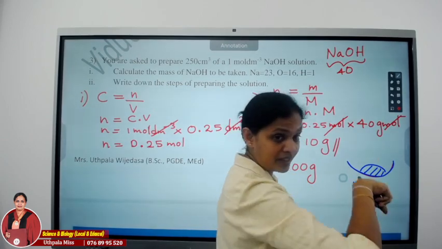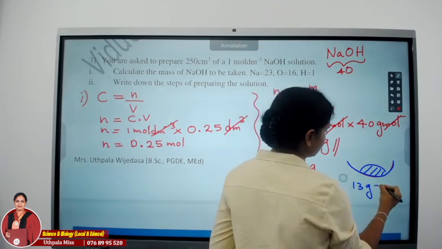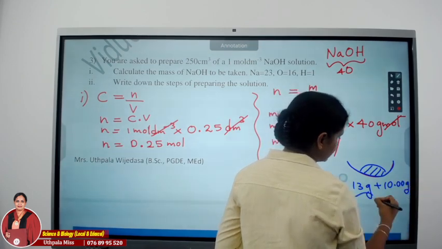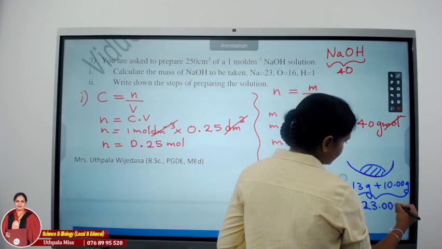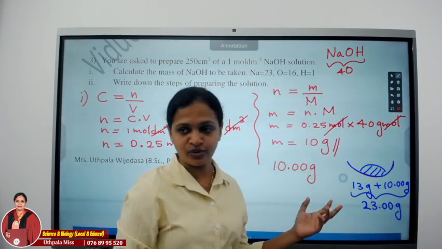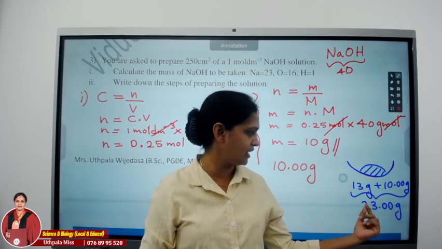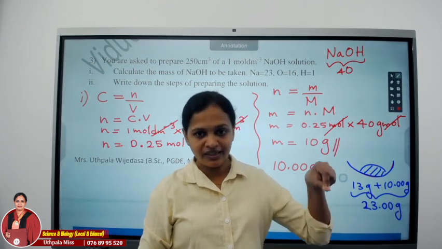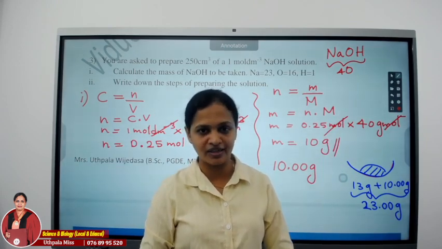Then you add the mass of sodium hydroxide to be measured. That is 10.00 grams. Altogether this is 23 grams. If you are using the triple beam balance or the four beam balance, you can adjust the value to 23 grams. Then until it becomes balanced, you can add sodium hydroxide. That's how you measure exactly. Right?